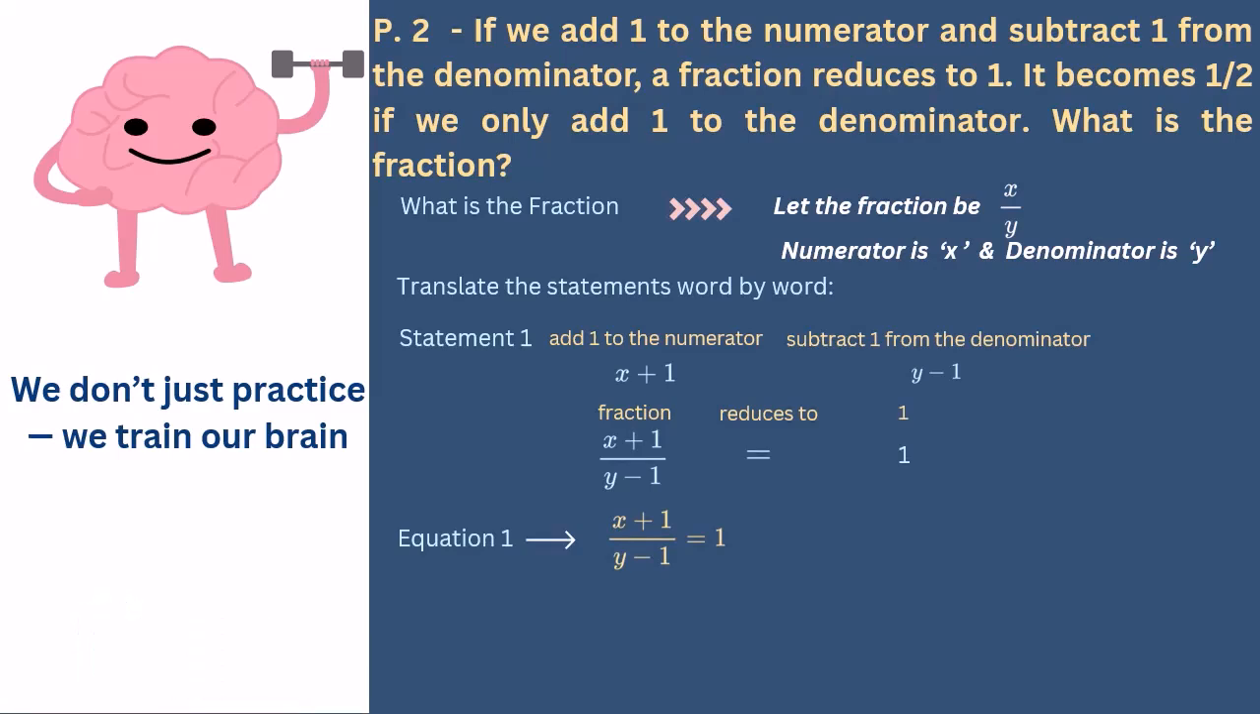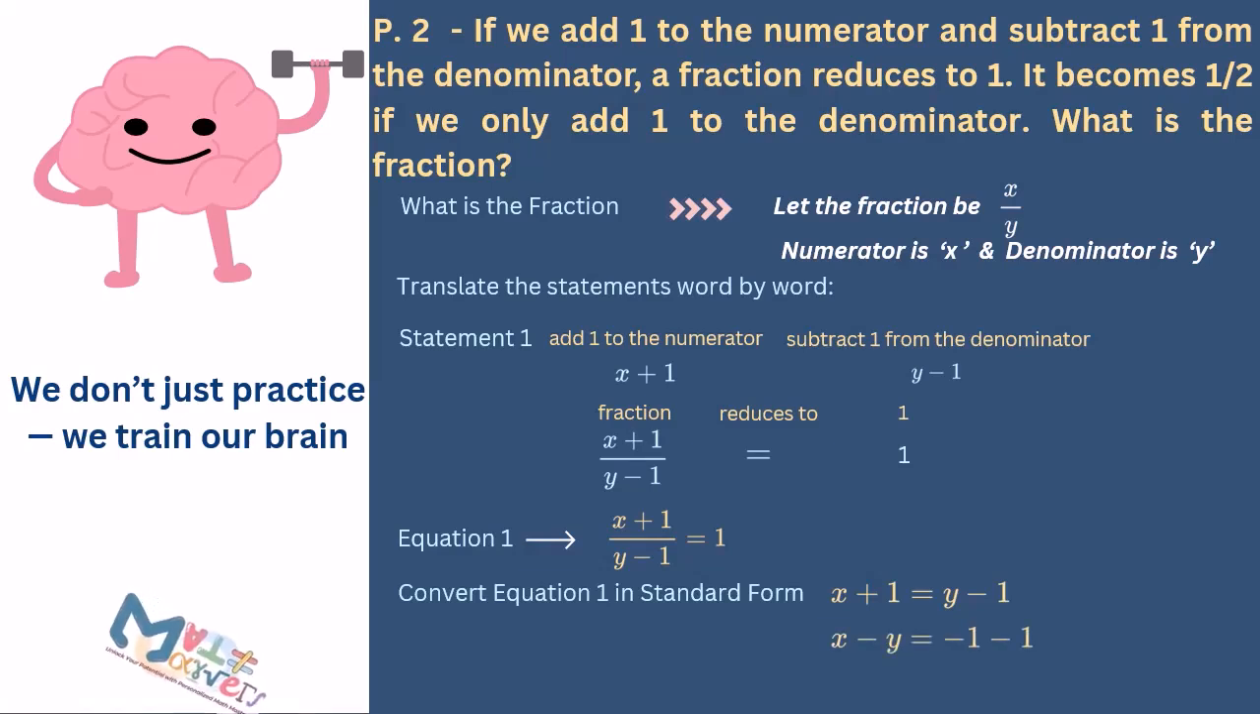Now let's convert this into standard form. Transfer y minus 1 to the other side. That gives x plus 1 equals y minus 1. Now shift variables to one side and numbers to the other side. That becomes x minus y equals negative 1 minus 1, which simplifies to x minus y equals negative 2. And that is our equation number 1.